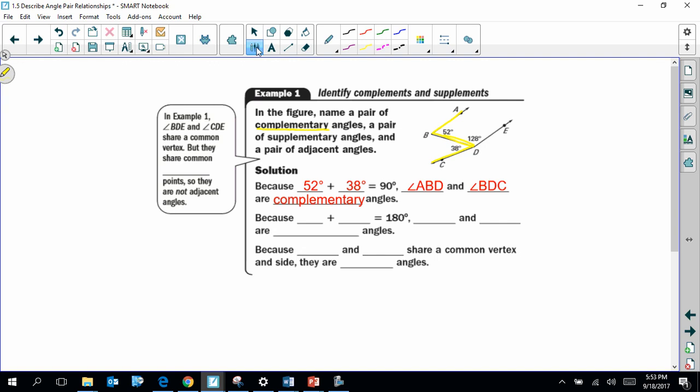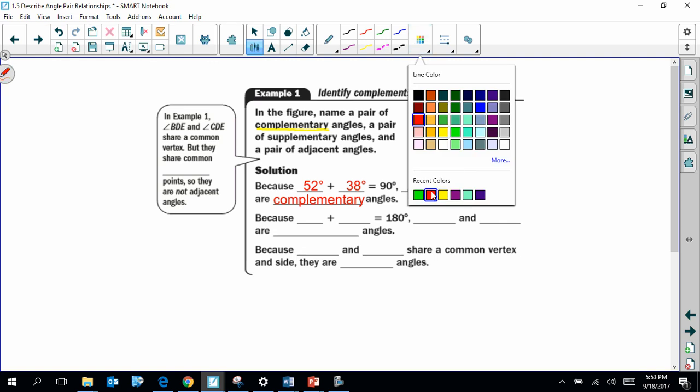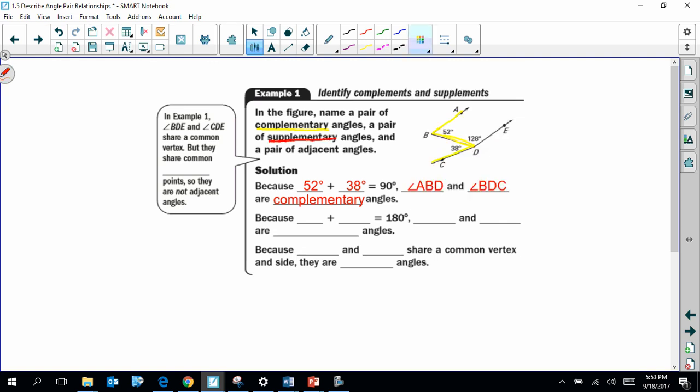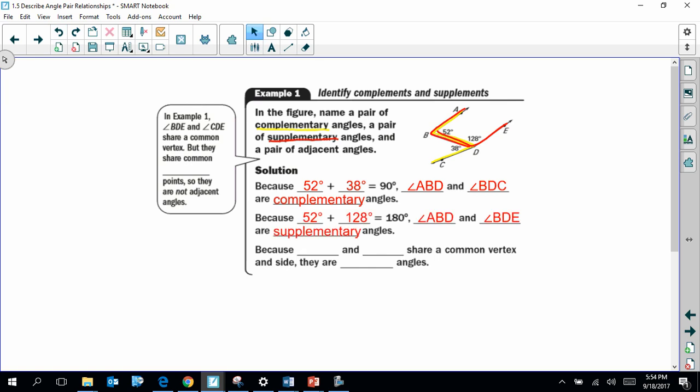Now, let's take a look at something that would be supplementary. Supplementary angles are two angles that have to have a sum of 180 degrees. So here I have angle ABD, and here I have angle DBA. Oops, I'm going backwards. I'm saying the same angle twice. What I meant to do was show angle BDE. Between those two angles, the 52 and the 128, they have a sum of 180 degrees. Therefore, those two angles are going to be supplementary to each other.